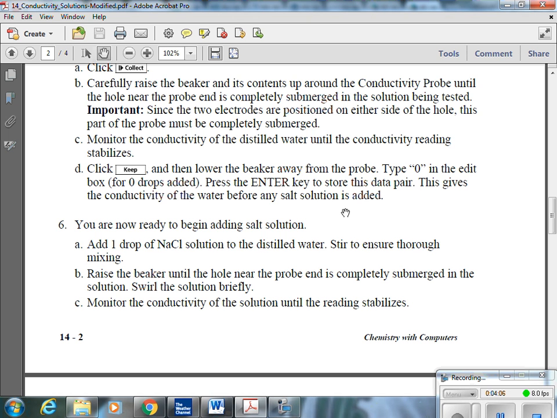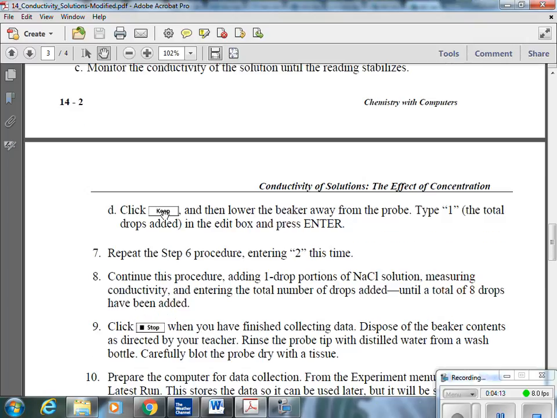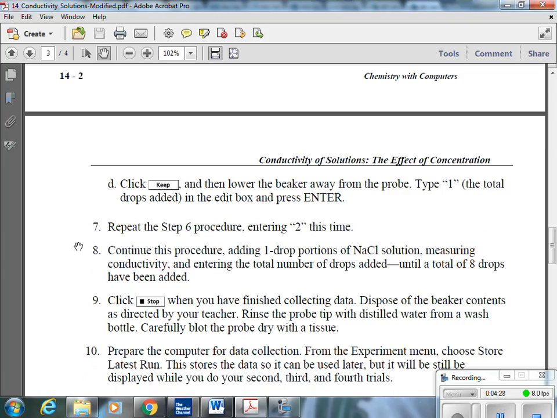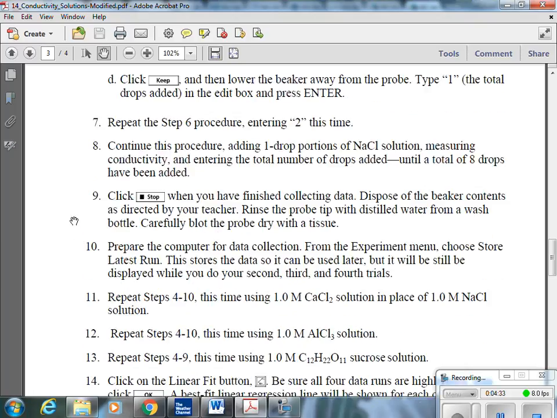Once you make sure that it is mixed, you raise the beaker again. You wait for the conductivity to stabilize. You hit keep, and you lower the beaker away and type 1 because you've added 1 drop. You repeat step 6, drop by drop, entering 2 drops, and then 3 drops, and then 4 drops, okay? You continue this until 8 drops have been added, then you click stop. Once you click stop, you've finished recording the data.